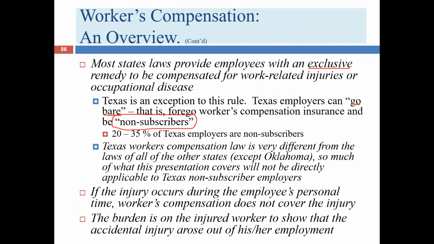Obviously, if the injury occurs during the employee's personal time away from work, workers' compensation would not apply to the injury. And of course, the burden is on the employee to show that the accident arose out of his employment. Again, we're seeing arise out. That's a key phrase.